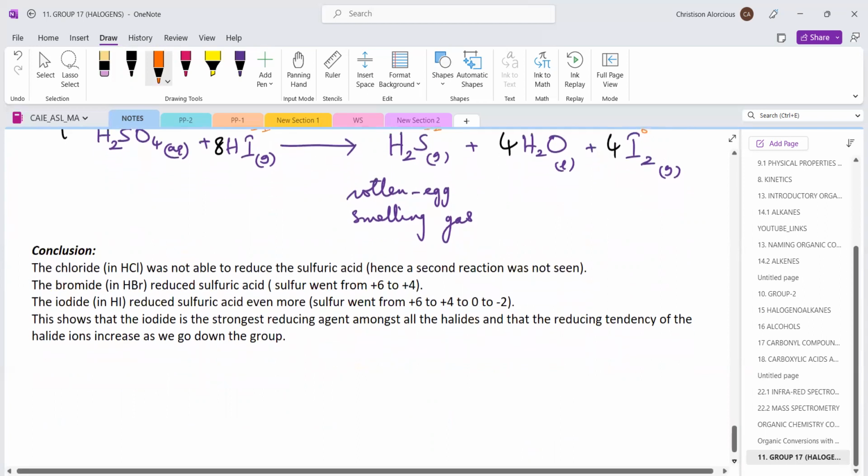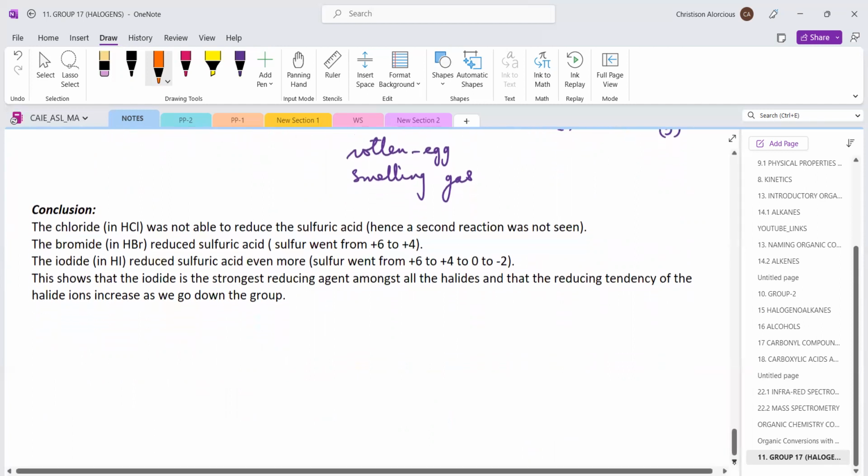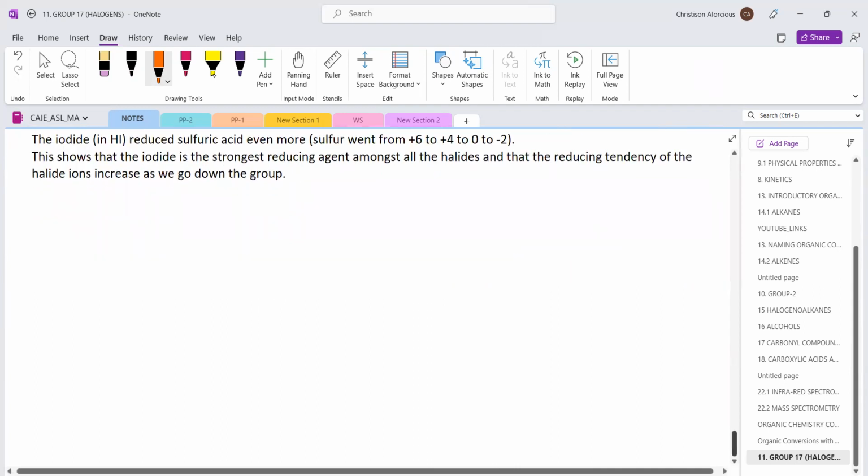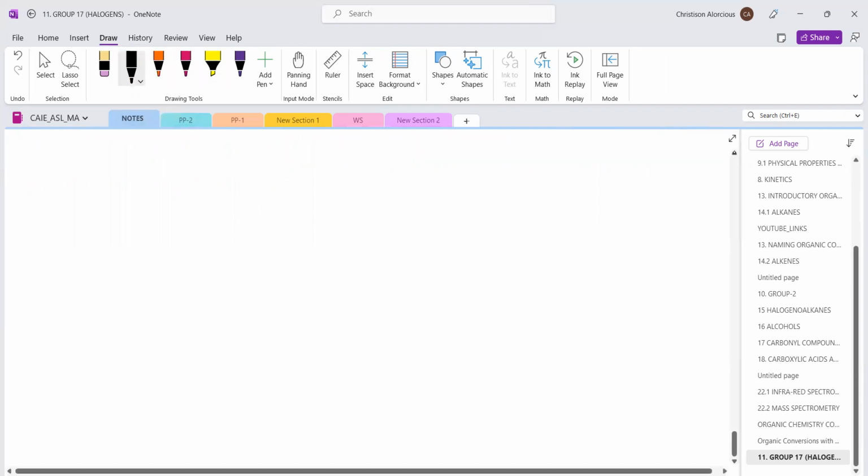If they ask you if the astatide is going to be a stronger or weaker reducing agent than iodide, you understand that as you go down the group, it increases. As a result, astatide is going to be stronger than that. And the fluoride is going to be the weakest, right? The fluoride is going to be the weakest. So this makes for an interesting comparison on the reactivity and the oxidizing, reducing ability.